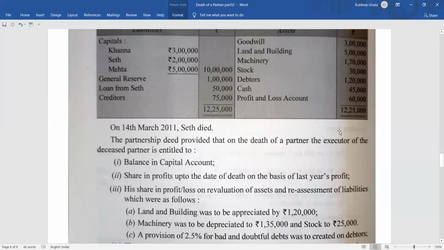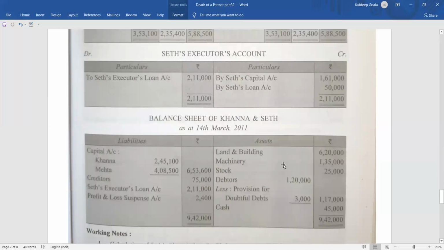Profit and loss account will not be here, so it will come like this. Machinery is 1,35,000. Stock 25,000. Debtors 1,20,000, less provision 3,000, 1,17,000. Okay, 1,17,000, and cash will have 45,000.